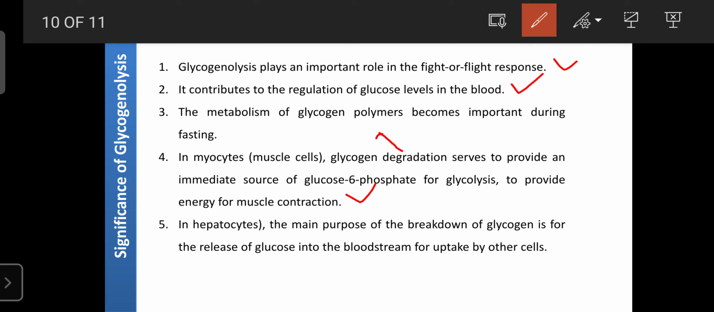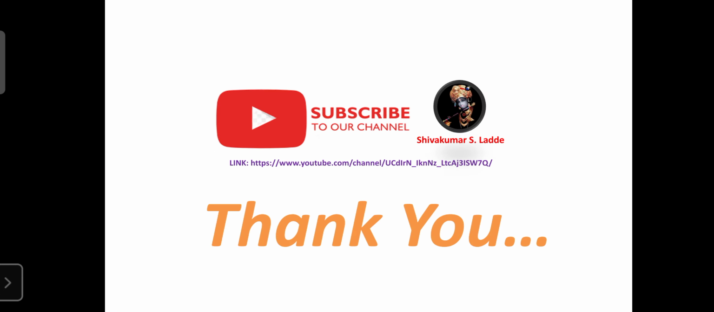Then in hepatocytes, the breakdown of glycogen is for the release of glucose. Once again, it is helpful for maintaining the blood glucose level or blood sugar, and helpful for the other cells. These are the significance of glycogenolysis. Overall, they are helpful for continuously supplying glucose to the other cells, as they are the source of energy or ATP.